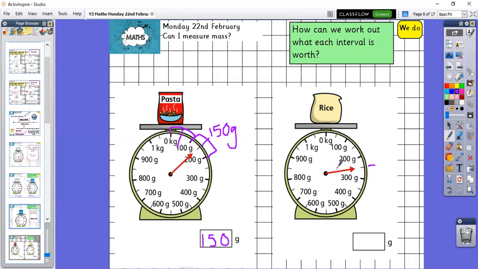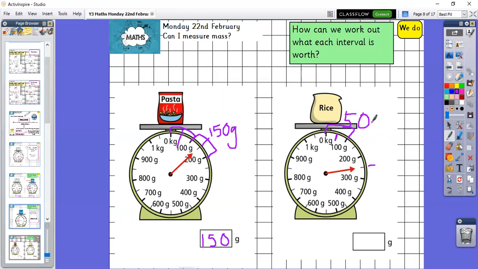So for example, here, the rice, the arrow is pointing between the 200 and the 300. So I can tell it's less than 300, but I can tell it's more than 200. And again, I'm going to go to my 0. I'm going to think, oh, I've got 0 and then I've got 100. So I've got a 100 gram difference there, and then an interval right in the middle. So I know that half of 100 will tell me what that interval is. So I know that half of 100 is 50.